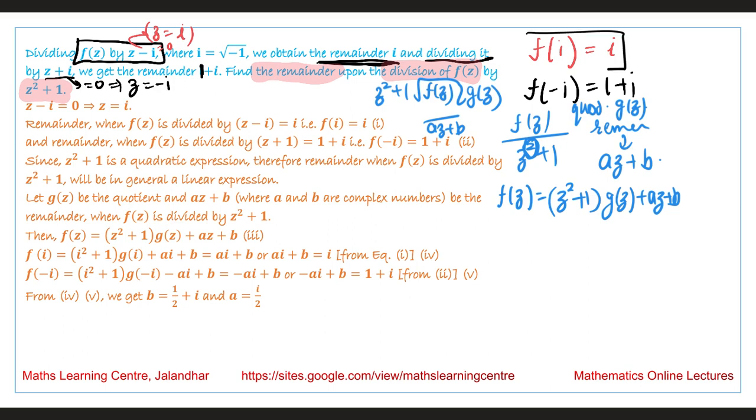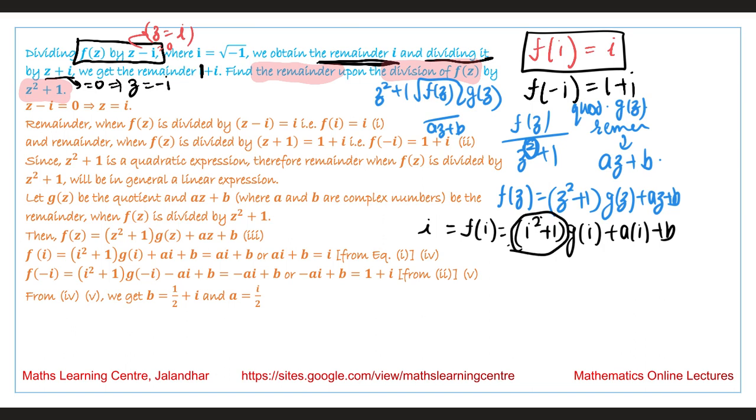First is f(i) is equal to i. So if we substitute i over here, we get f(i) is equal to (i square plus 1) into g(i) plus a into i plus b, and this value is equal to i. So i square, we know, is minus 1, so this whole term becomes 0 and gets cancelled. What we are left with is i a plus b is equal to i. So this is one equation that we are getting.